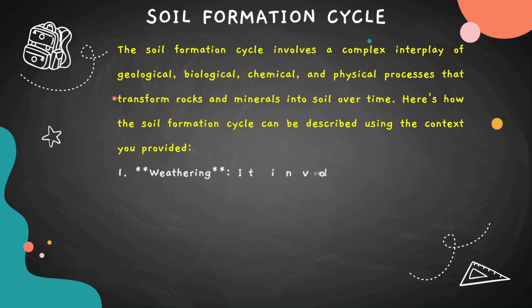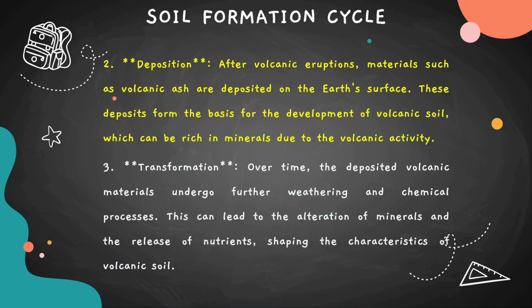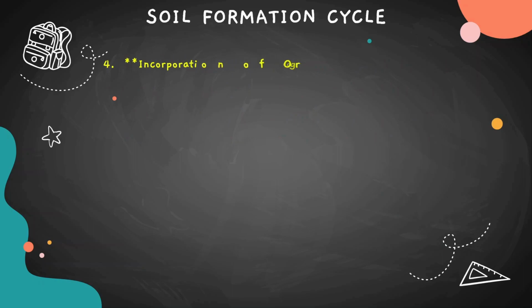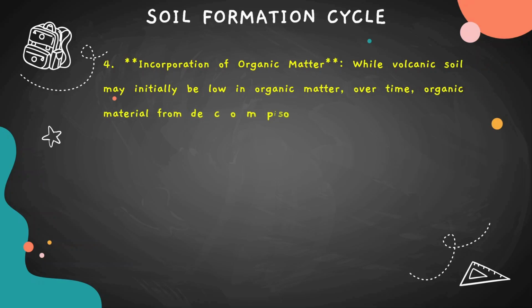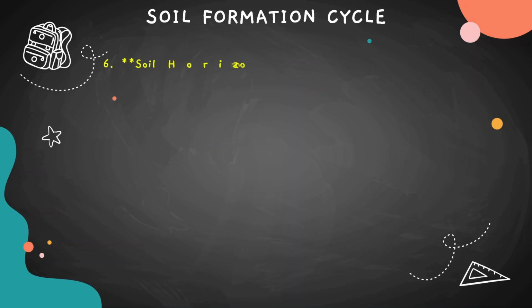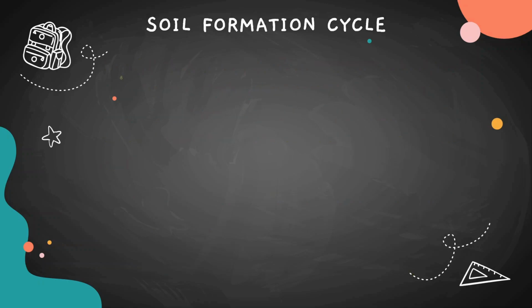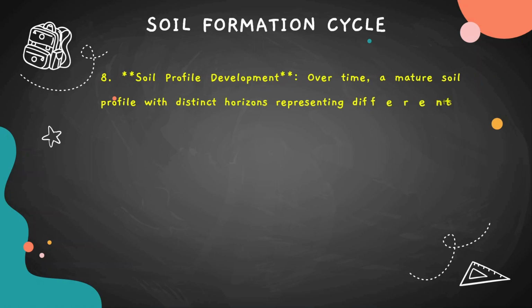First is the weathering. In weathering, it is either physical weathering or chemical weathering. Then the second step is deposition. Then the third step is transformation. Then the fourth step is incorporation of organic matter, like the organic remains of plants and animals. Then we have erosion or transportation of the soil. Then we have soil horizons formation or the soil layer formation. Then we have some biological activity over that soil, and finally the soil profile development. So these eight steps finally form the soil formation cycle.